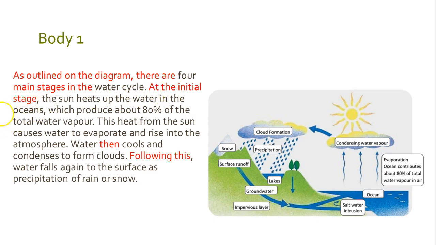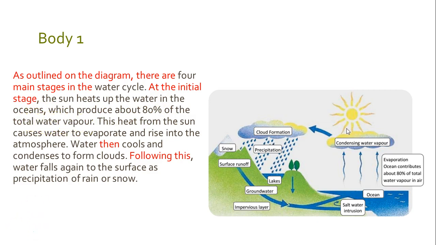At the initial stage, or at the first stage, the sun heats up the water in the oceans. Notice the supplementary information here that you should use because it's important. Oceans contribute about 80% of the total water vapor in the air. So here I included that in this sentence. At the initial stage, the sun heats up the water in the oceans, which produce about 80% of the total water vapor.